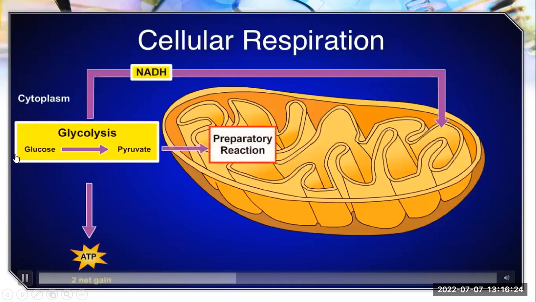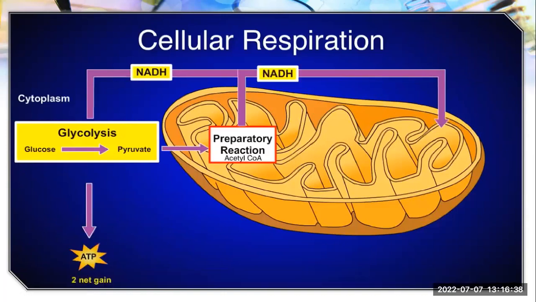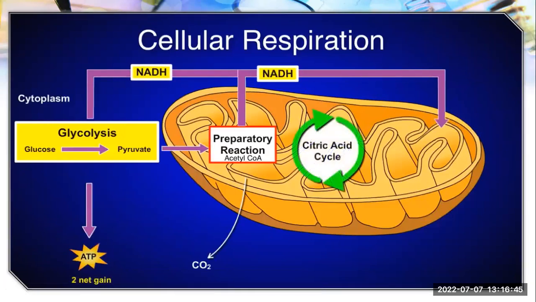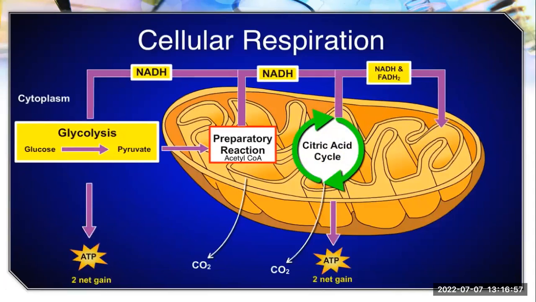Stage 2 is the preparatory reaction. During this stage, the pyruvates of glycolysis move into the mitochondria, where they are converted into acetyl-CoA. During this conversion process, more NADH is produced, and carbon dioxide is released. In stage 3, the citric acid cycle, the remaining carbons from the initial glucose are oxidized, releasing carbon dioxide. NADH and FADH2 are also produced, in addition to 2 ATP molecules.